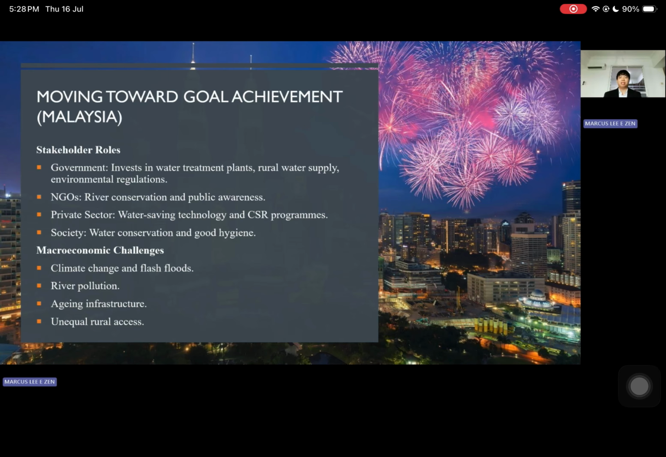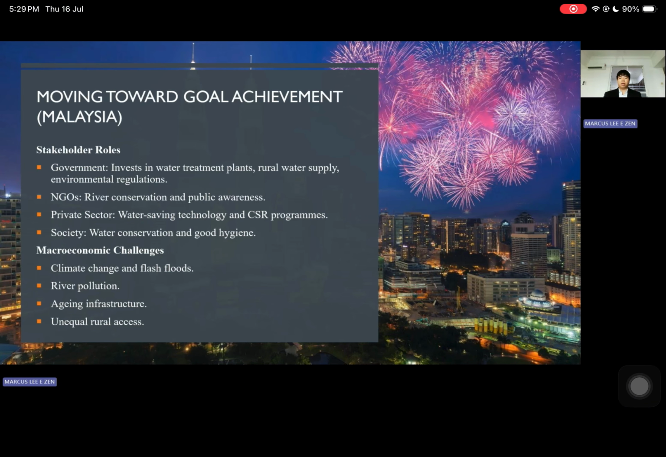Now I will explain how Malaysia is moving towards achieving SDG Goal 6, which is clean water and sanitation. First, the government plays the biggest role by investing in water treatment plants, improving rural water supply, and enforcing environmental laws to protect water resources.